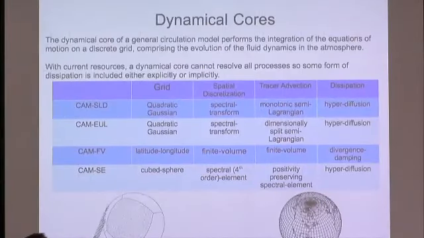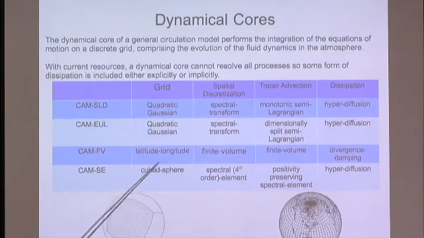So the 4 dynamical cores I'm going to be talking about are the CAM semi-Lagrangian, the Eulerian, finite volume, and spectral element. Now we've heard quite a bit the last couple of days about the spectral element. Now it's the next generation. It'll be the next default dycore in CESM. The finite volume one previously was the default dycore.